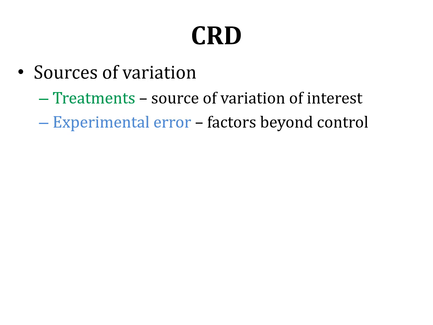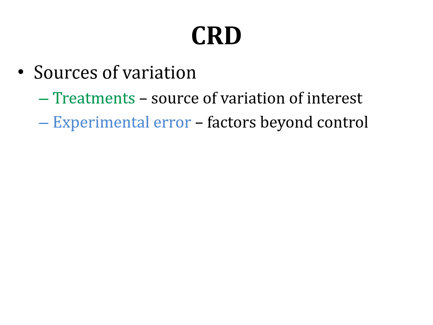So treatments is that source of variation which is of our interest. So this is the source of variation of interest because we are going to do the experiment to see the response of experimental units to treatments. So therefore, this is the major source of variation, and this is the source of variation of interest.